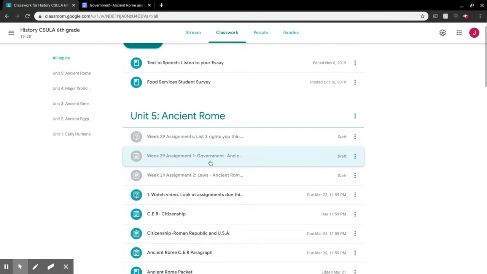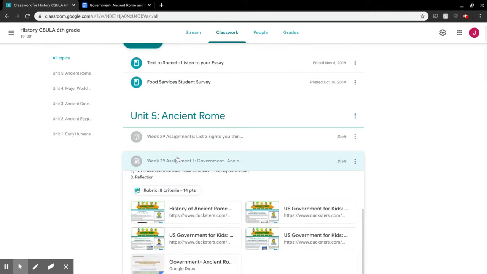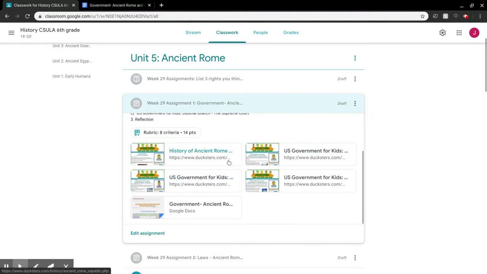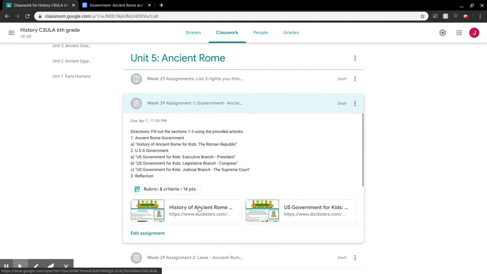Hi, I'm going to go through assignment 1 for week 9. So we have 3 articles and 1 handout. The directions say to fill out sections 1 through 3 using the provided articles.